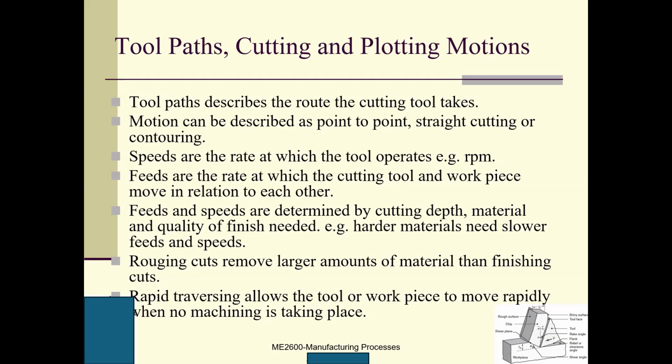The speeds are the rate at which the tool operates, for example the RPM, the rotational speed. The feeds are the rate at which the cutting tool and workpiece move in relation to each other. Feeds and speeds are determined by the cutting path, the trajectory, the material and the quality of finish needed. For example, harder materials need lower feeds and speeds.